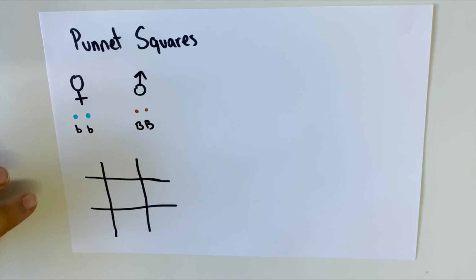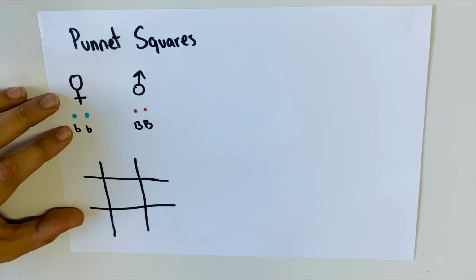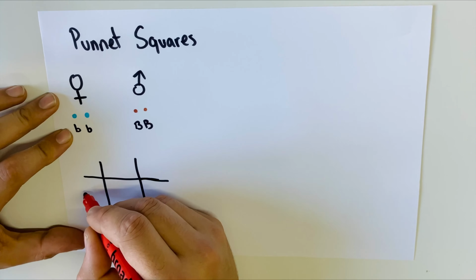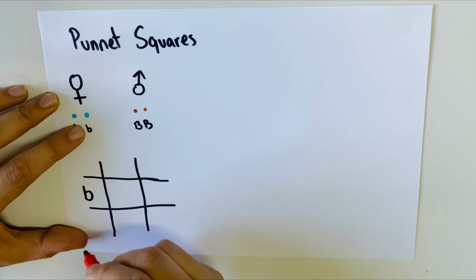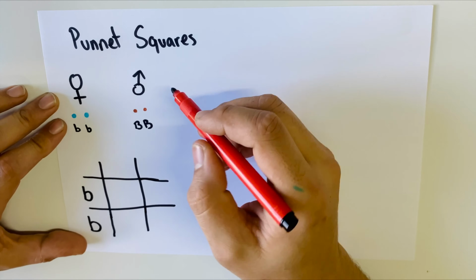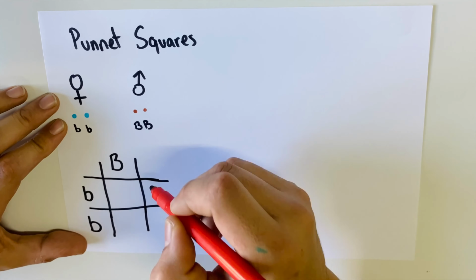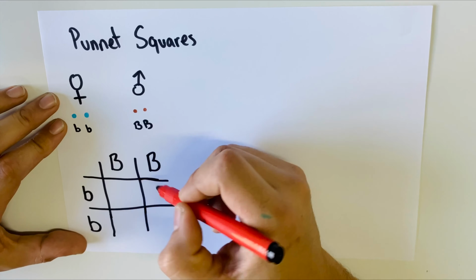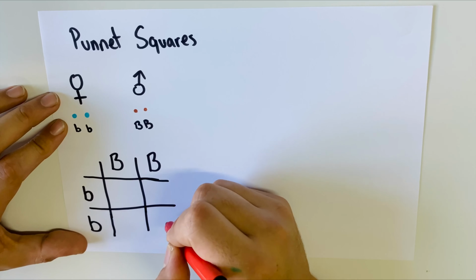So let's take the first parent, for example. It doesn't matter which parent goes where, but for this sake we're going to put the female down the side. So we're going to take her first allele, which is little b, and put that there, and her second allele, which is another little b, and put it there. Now the male is going to go along the top for this example. Big B will go up here, which is the first allele, and the second allele is big B. Now we're going to fill out each of these 4 squares.